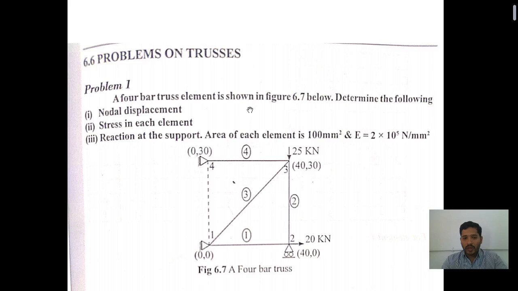Reaction at the support means we need to find out the values of R1, R2, R3 and R4. In this problem, the area of each element is given as 100 mm square, as well as the modulus of elasticity, or we can say Young's modulus, given as 2 into 10 power of 5 Newton per mm square. Clear?